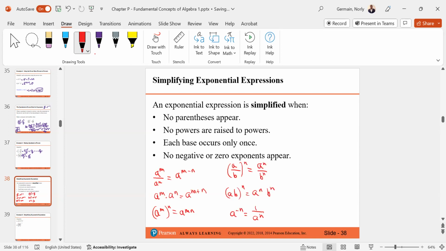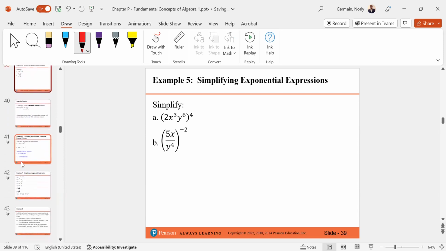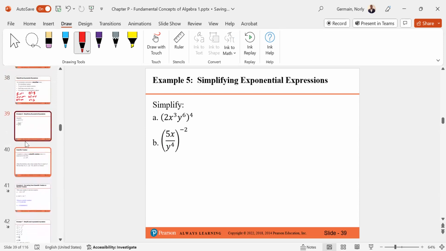Okay? So I'm hoping you can see that the same. If it's negative in the denominator, certainly you can do it in the numerator. All right, let's try to do all of this. We're going to go over those examples.